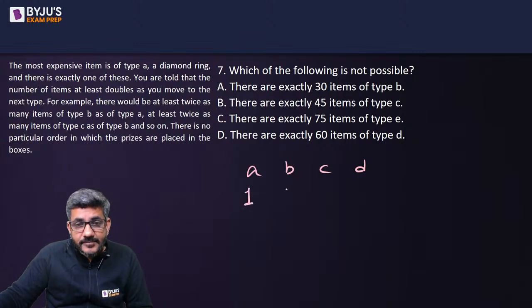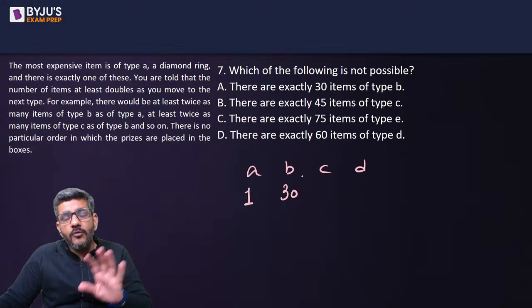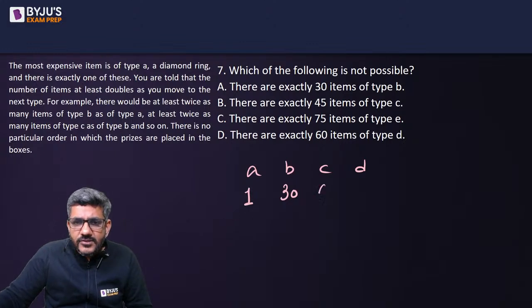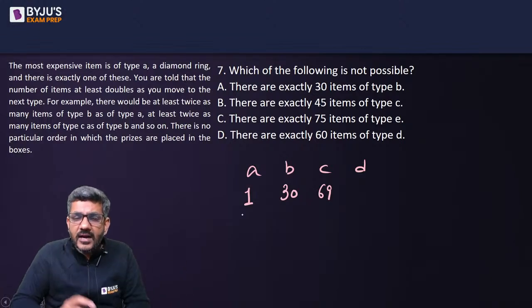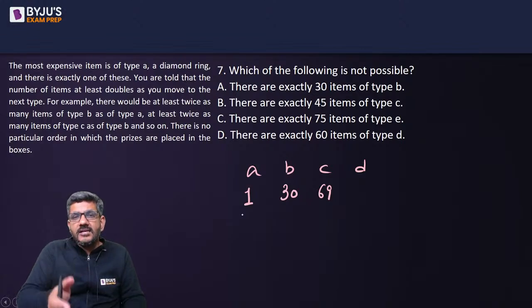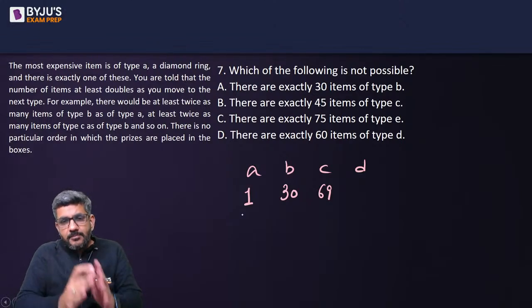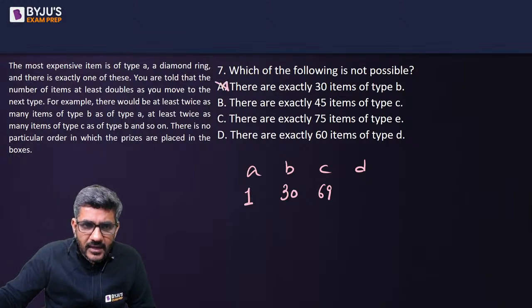1 है इसका. 30 अगर मैं B के ले लूं तो टोटल बन गए 31. I need how many more articles? 69. So yes, I can take 69 here. That makes the total as 100. So why can't I have 30 articles of type B? I hope you can see. 1 plus 30 plus 69 is making the total as 100. So yes, that's possible. So this is not my answer.